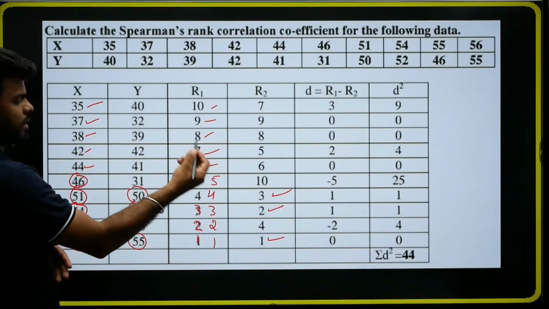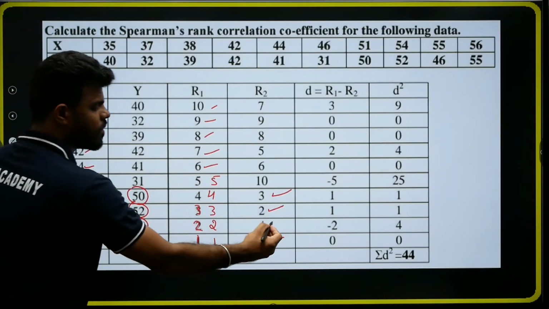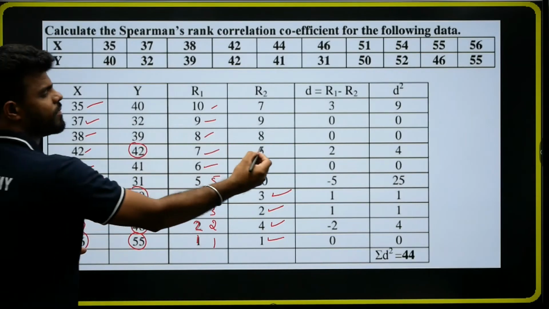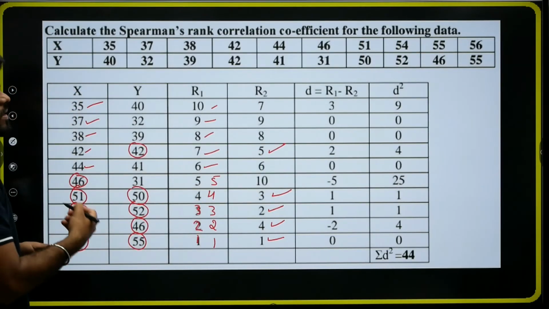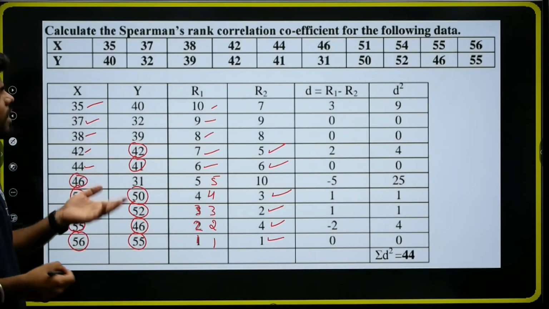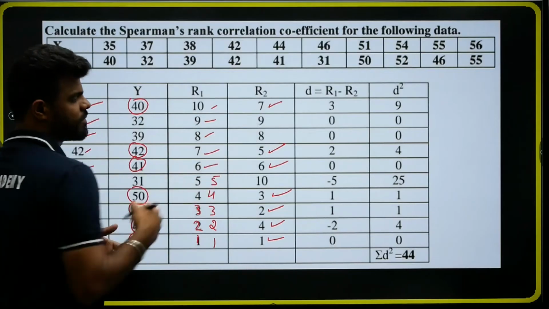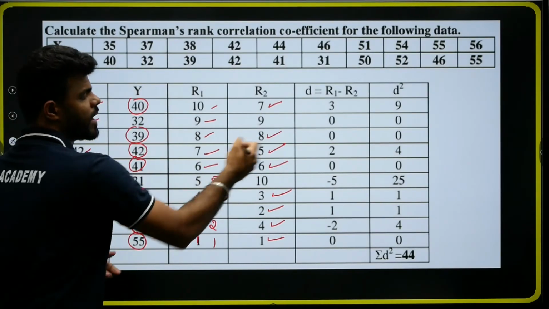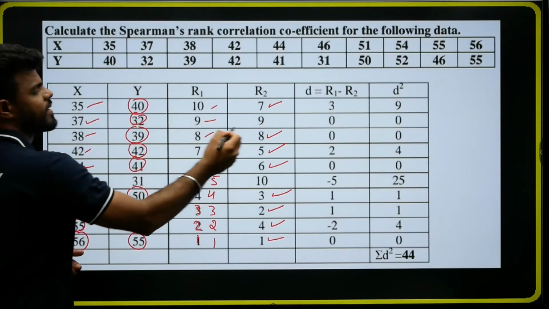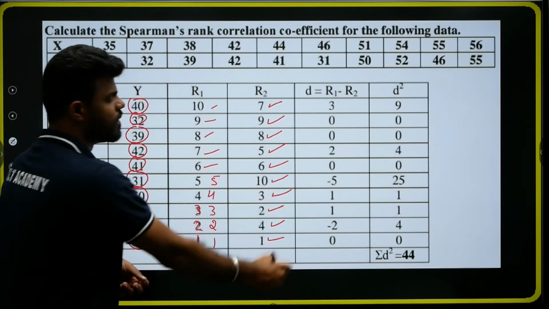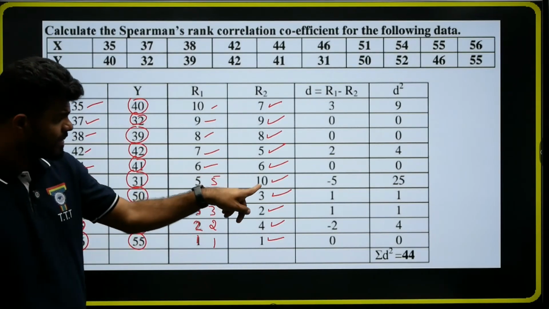Next highest value is what? That is 46. Therefore put rank 4. Next highest value 42. Therefore rank 5. Next highest value is 41. Therefore rank 6. Next highest value 40. Therefore rank 7. Next 39 is the highest value, rank 8. Next 32 is the highest value, rank 9. Next last highest value is 31. Therefore rank 10.